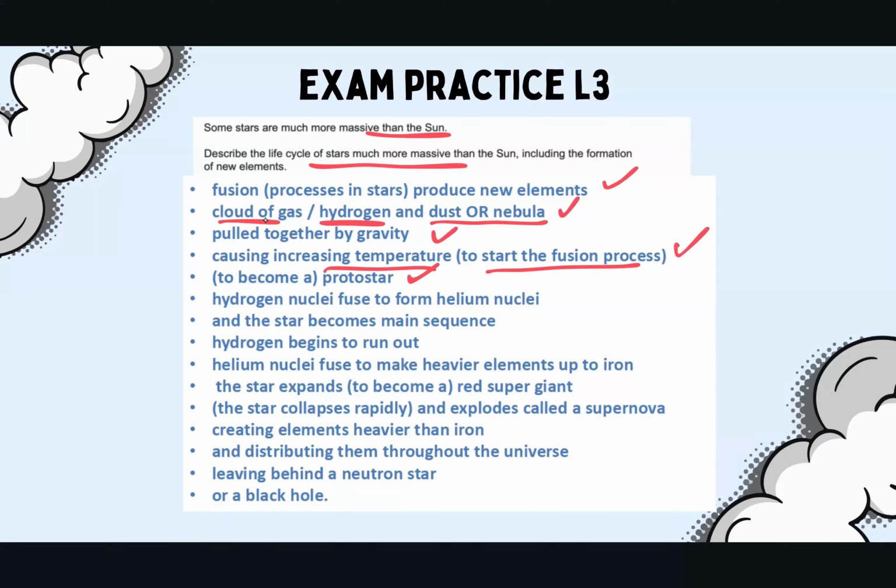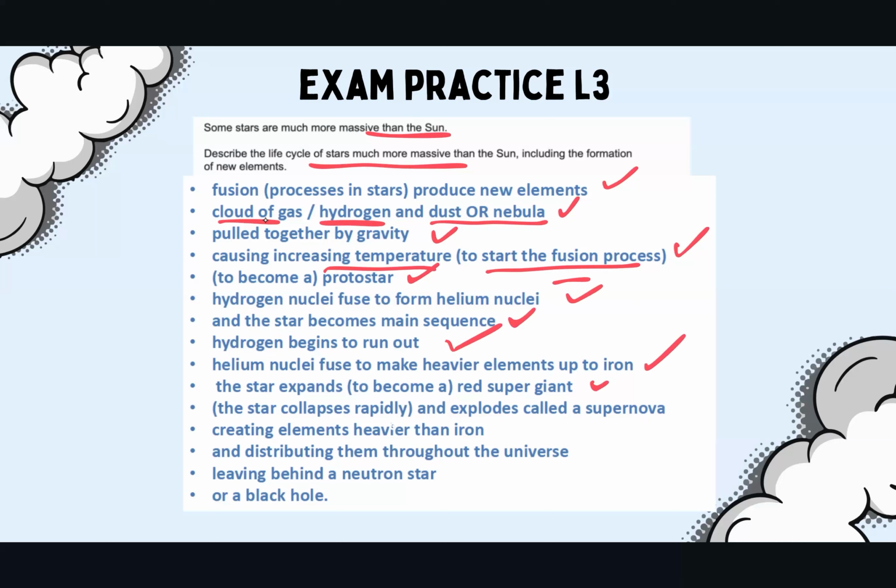Now in that protostar, we now have enough energy for fusion to occur. In other words, hydrogen nuclei fuse to make helium nuclei, and the star becomes main sequence. When it becomes main sequence, the hydrogen gets used up converting into helium, so it starts to run out. The helium nuclei fuse to make even heavier elements all the way up to iron. The star expands to become a red supergiant.